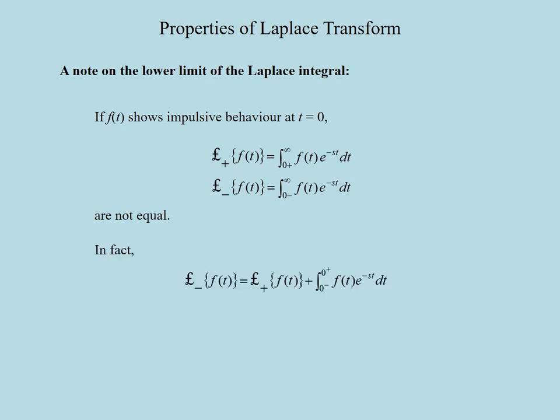In fact, L minus will be the sum of the integral L plus and an integral from 0 minus to 0 plus. Therefore, it is important to denote the lower limit of the Laplace integral whenever f of t involves an impulsive behavior at t equals 0. Of course, if f of t is finite and smooth around 0, these two versions of the Laplace integral will be equal.